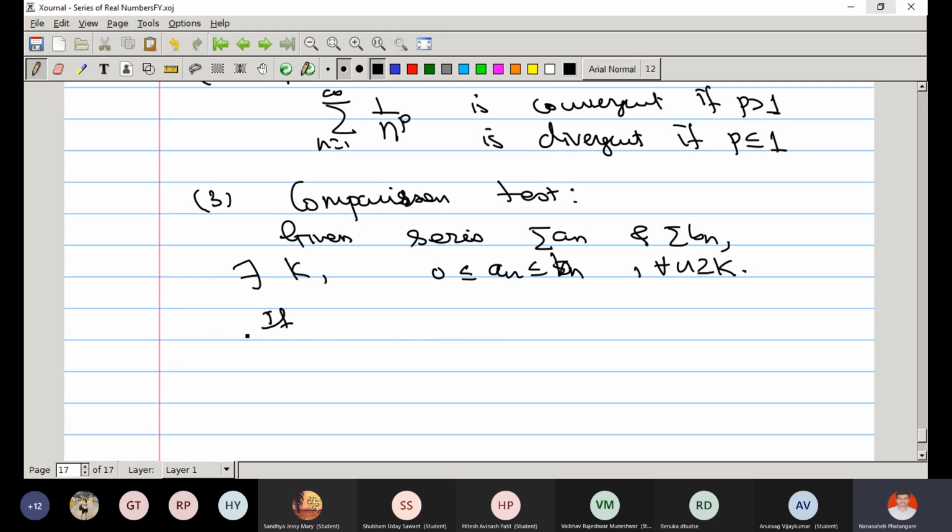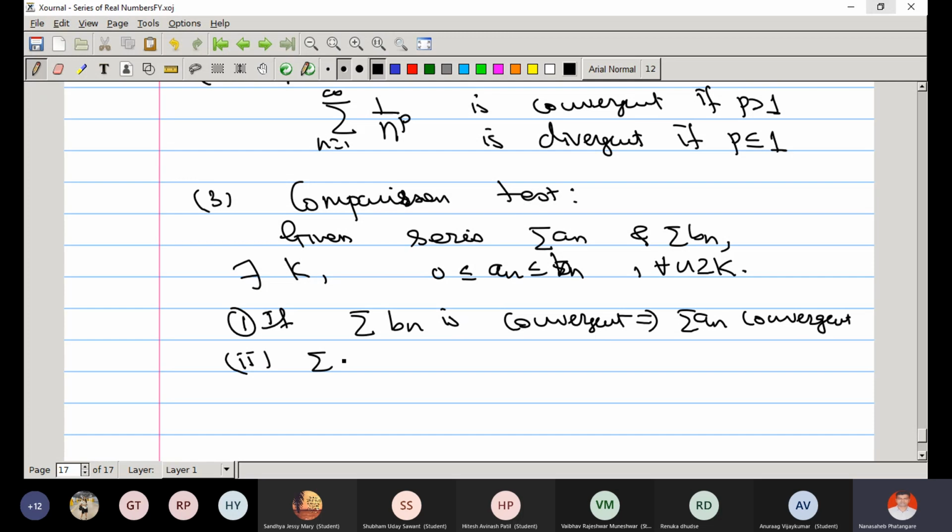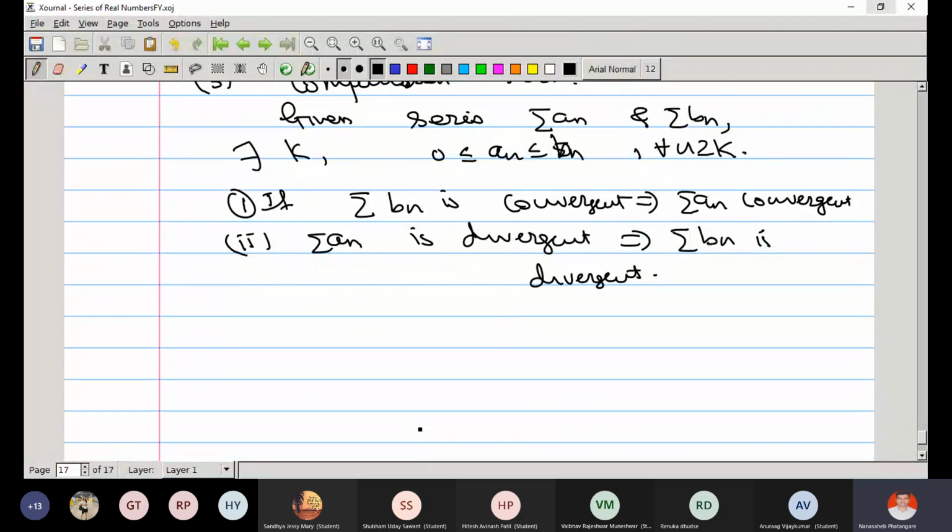Then if series BN is convergent, it implies AN is convergent, right? And second, if AN is divergent, it implies BN is divergent. Correct. So this is what we learned last time.